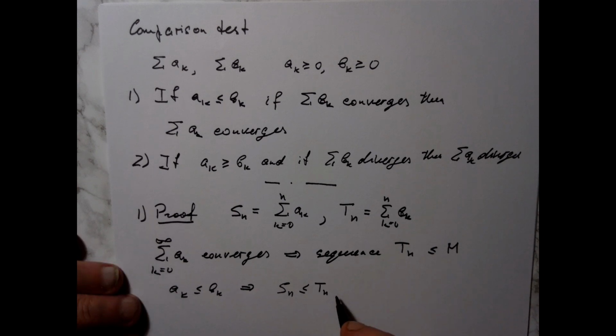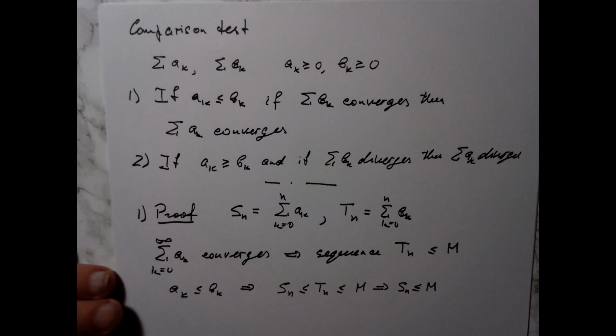And since Tn is less or equal than m, that implies that Sn is less or equal than m, which implies that the sequence of partial sums for the first series is bounded, which means that the sequence of partial sums converges. Now, the proof of 2 goes just about the same way.